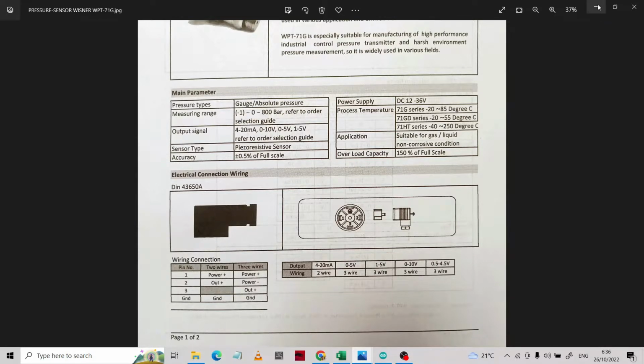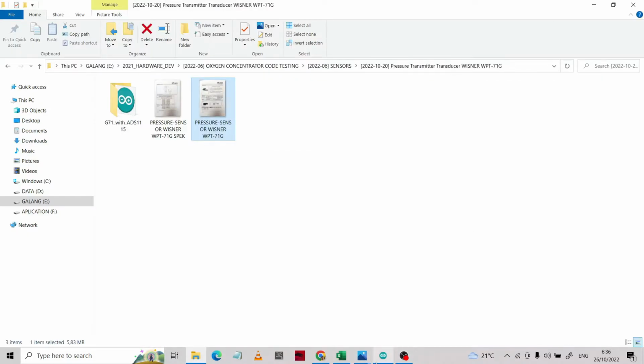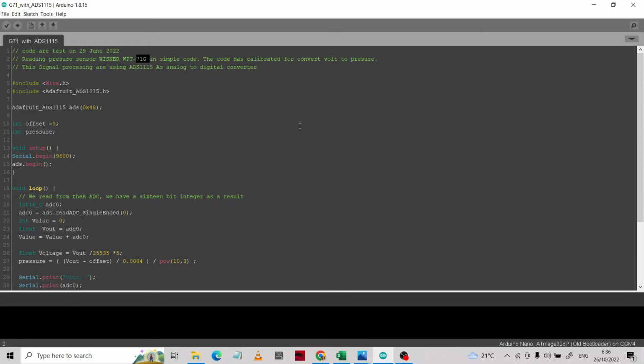Okay, next. For this time, we will try my sensors. My sensors are Wisner WPT-71G. Okay, here we go for the code. Okay, this is the code. The code I have served for you. You can try this. And the method I'm using is an ampere to voltage converter.